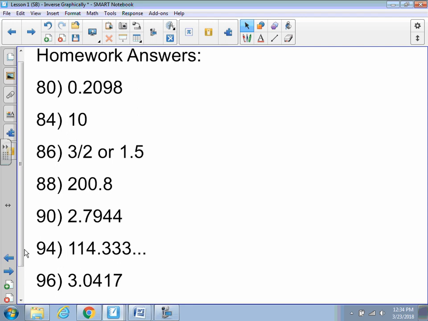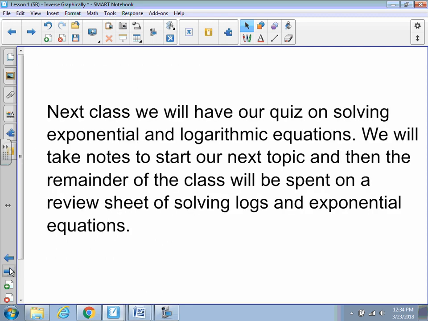So next class, we will be having a quiz on solving logs and exponentials, but I will be available at the beginning of class to answer any questions that you might have. So we are, as this says, having, in the remainder of class, you'll have a review sheet on solving logs and exponentials.